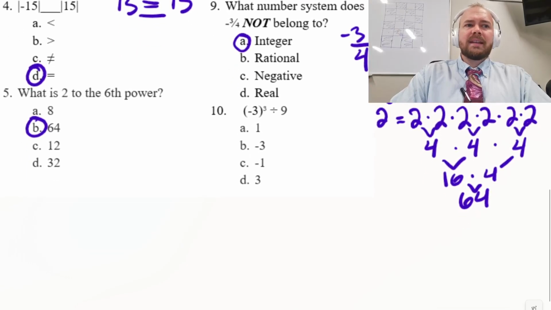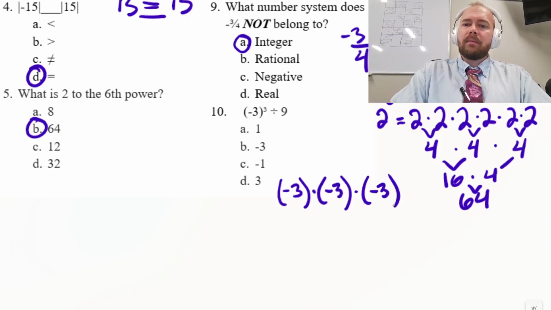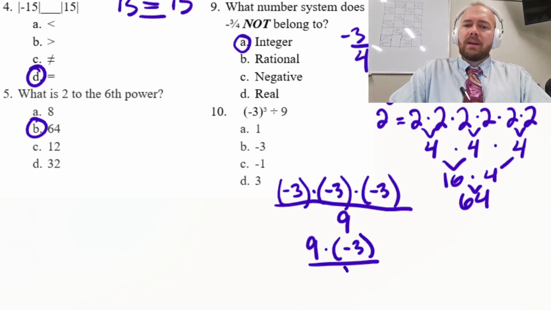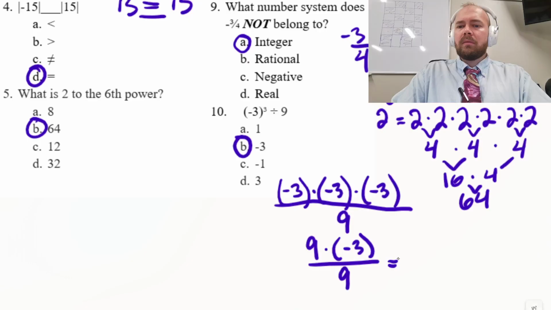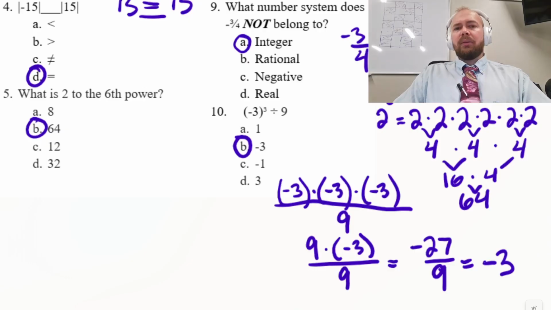And last but not least, number 10, -3 cubed means -3 times -3 times -3. That's all going to be divided by 9. We do exponents before we do division. -3 times -3 is +9. At this point, you can divide that first if you wanted to, and then the answer would be -3, because you can divide before you multiply. Or we could do 9 times -3, -27 over +9, and then that would also be -3 as well.